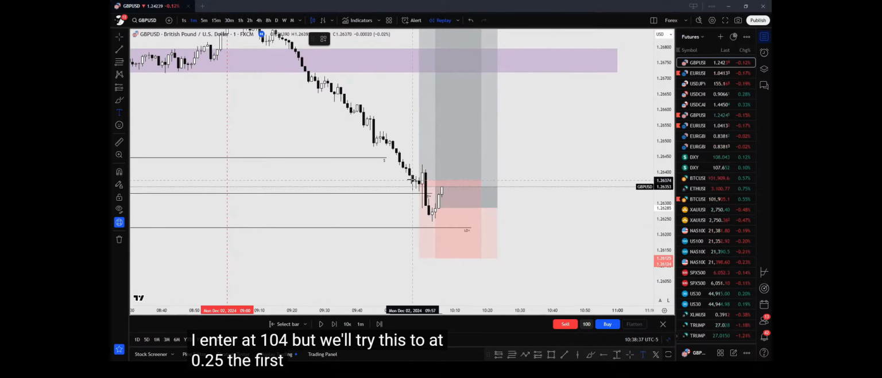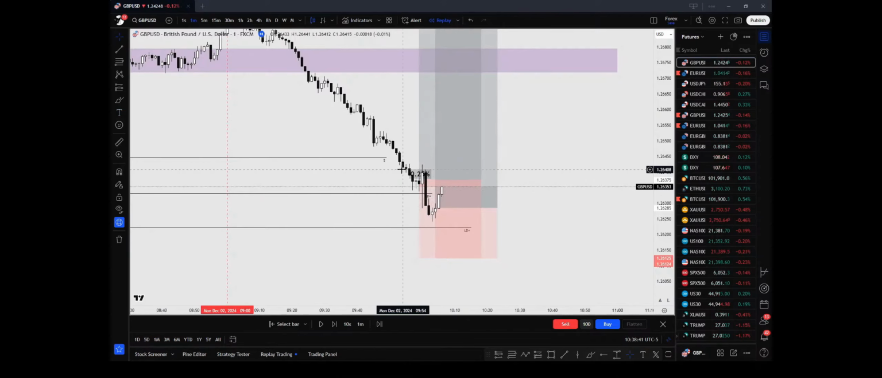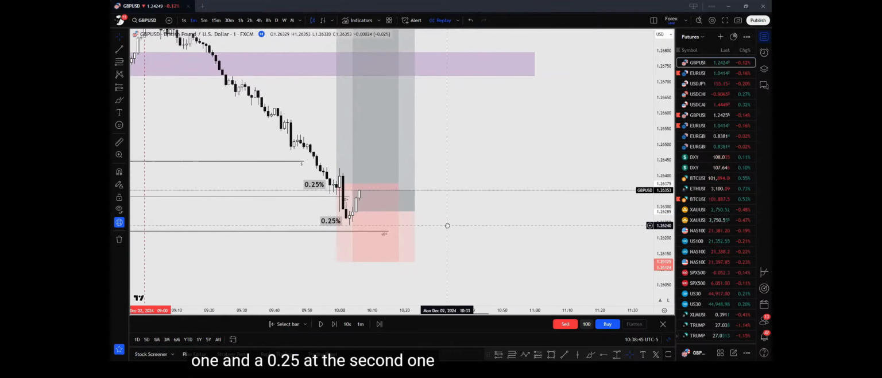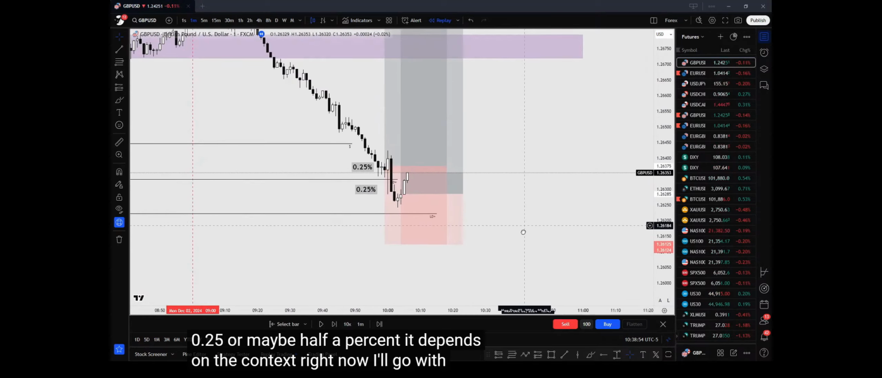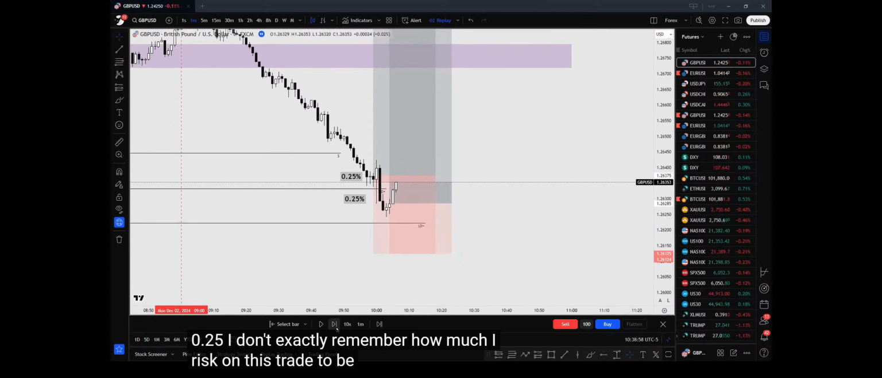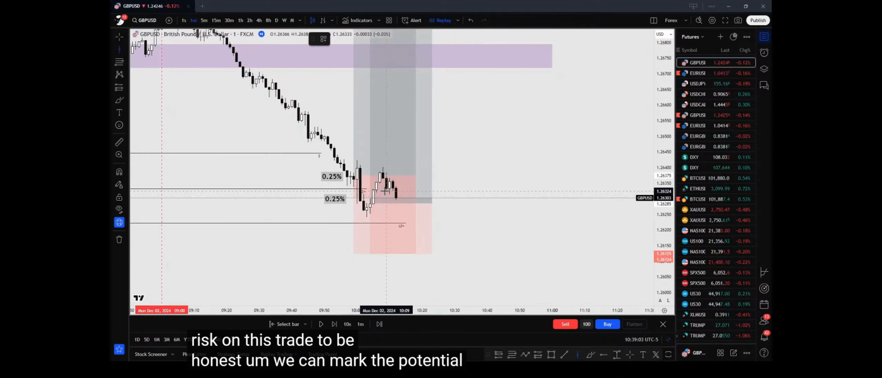A 0.25 at the first one, and a 0.25 at the second one. If we get another PC, we will add another 0.25 or maybe 0.5%. It depends on the context. Right now, I'll go with 0.25. I don't exactly remember how much I used on this trade, to be honest. We can mark the potential PCs.